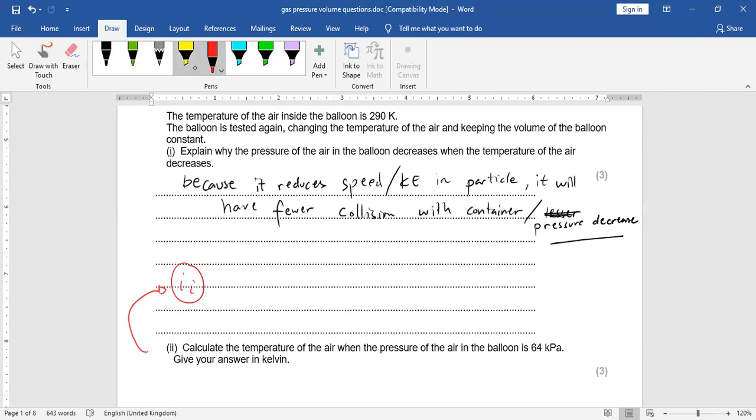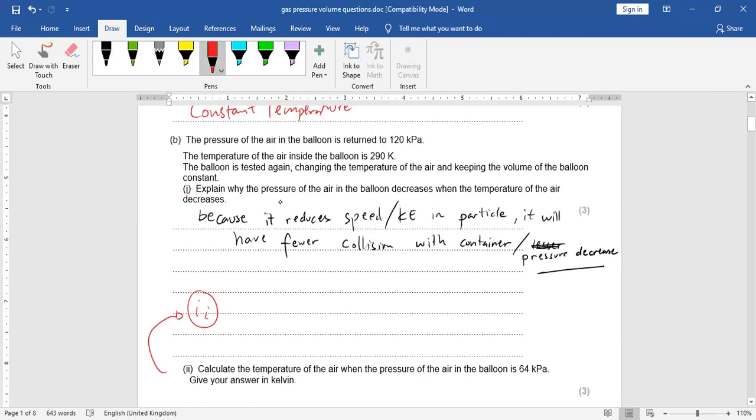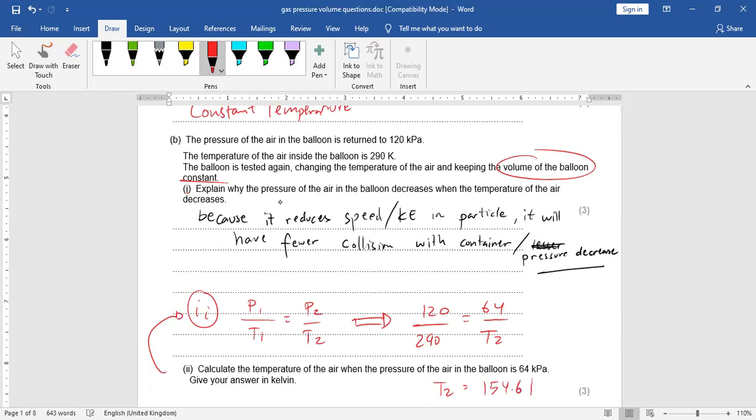I'm going to zoom out a bit. Here's the pressure over the temperature. We assume that this is now at constant volume, keeping the volume of the balloon constant. So the pressure is 120, 64, and now this one is 290 Kelvin. This is the second temperature. With cross multiplication, you will get the answer is around 1 Kelvin. That's the answer for number B2.